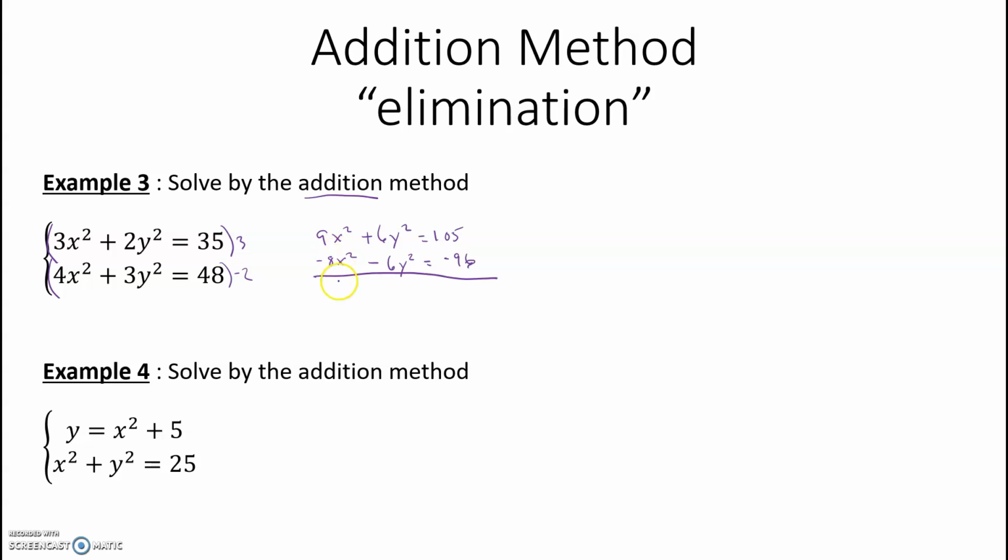All right, so 9x squared minus 8x squared gives me x squared equals, and then 105 minus 96 gives me 9. Remember, when you take the square root, you get two answers. X could be positive or negative 3. So we've got to use both of those. We're going to plug it in. We might as well just start with the top.